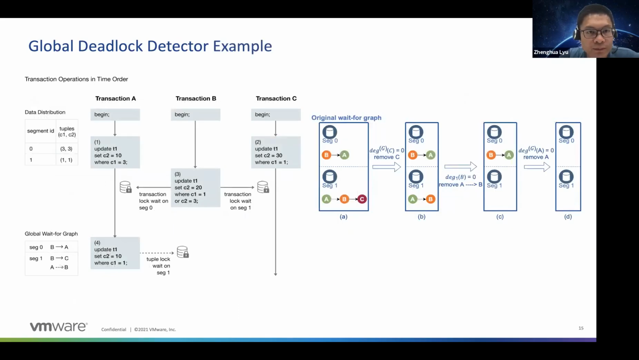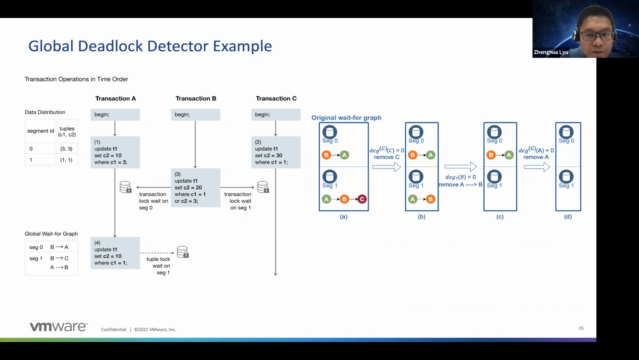Now let's come to a detailed practical example to show the global deadlock detection algorithm. On the left part of this slide are 3 transactions' execution steps to form a scenario. On the right part of the slide are the algorithm's execution steps. We can see from the picture the data distribution and the global wait-for graph.